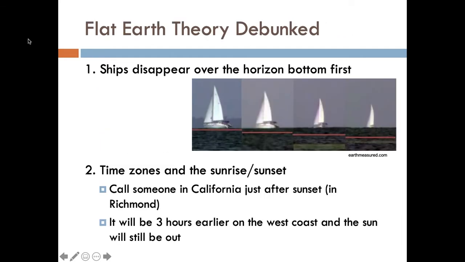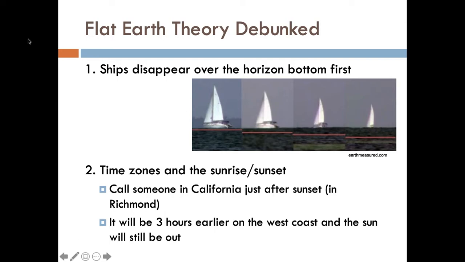But flat Earth theory is pretty easily debunked. There are some different ways that flat Earth theory can be debunked, and I'm going to go over them here. The first one is ships disappear over the horizon bottom first. You may never have noticed this, but if you're ever at a body of water, and the body of water ends at the horizon, like at the ocean, where you just see the water until it ends.